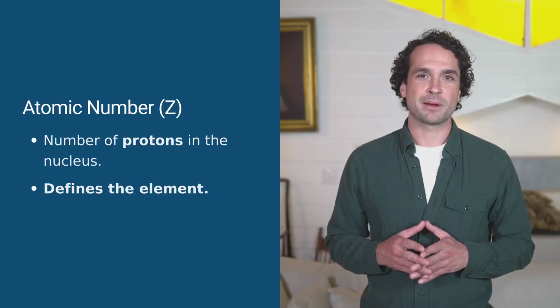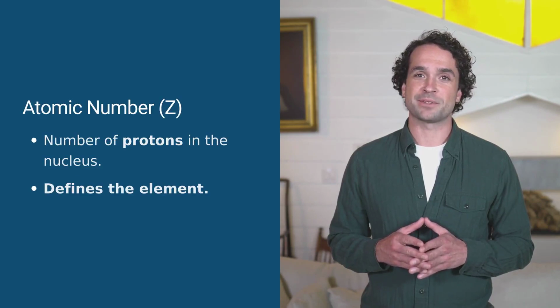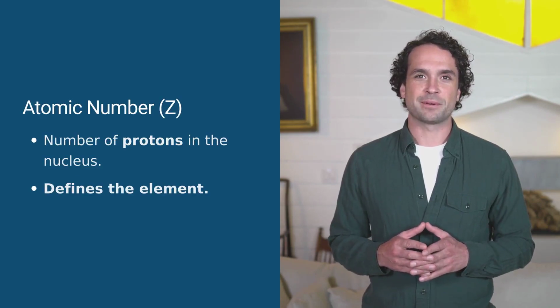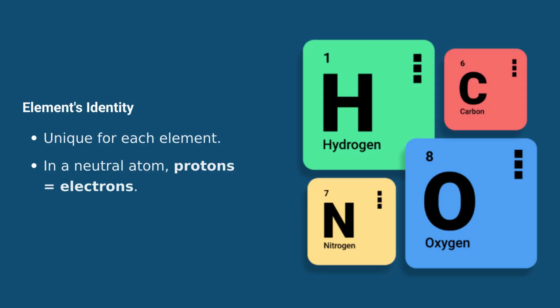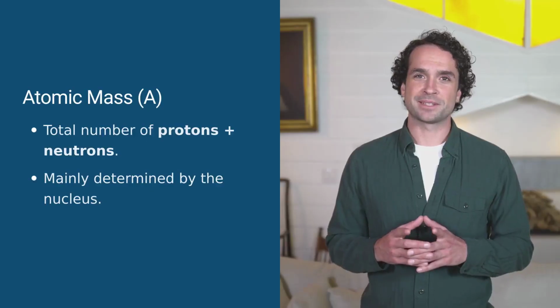Now that we understand the subatomic particles, let's look at 2 critical numbers that define an atom: the atomic number and atomic mass. The atomic number, denoted by the letter Z, is perhaps the most fundamental. It is simply the count of protons found in an atom's nucleus. Because the atomic number is unique to each element, it's like an atom's fingerprint. For example, all atoms with an atomic number of 1 are hydrogen, and all atoms with an atomic number of 8 are oxygen. In a neutral atom, the number of electrons is equal to the atomic number, ensuring a balanced charge.